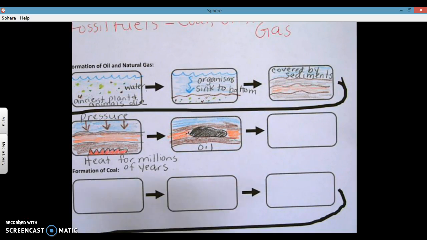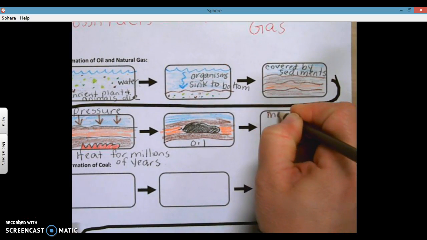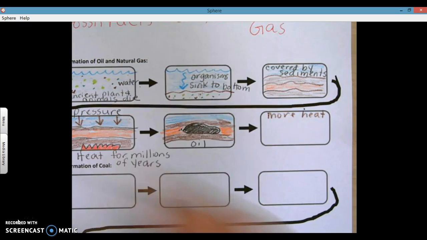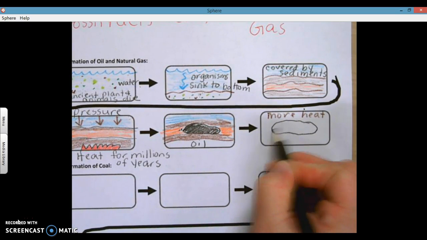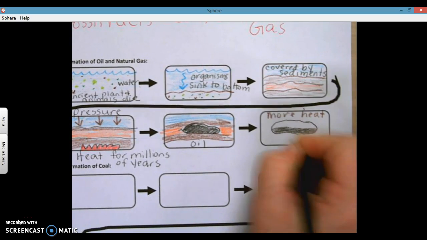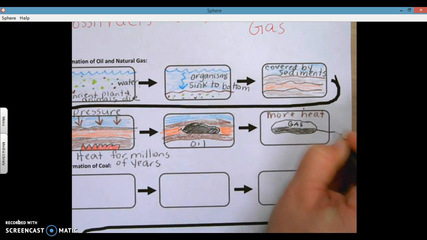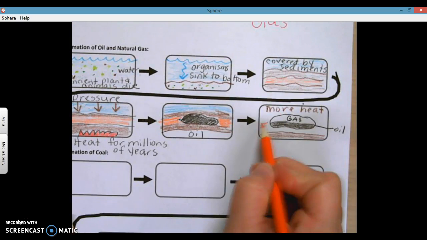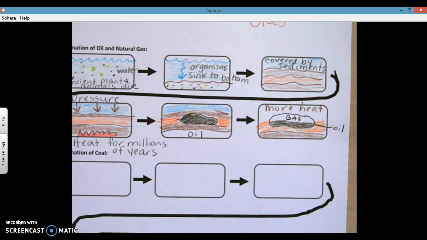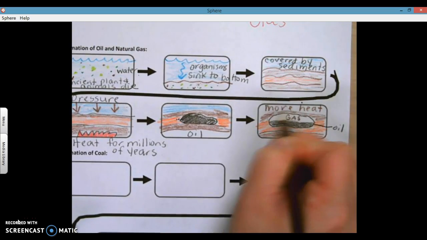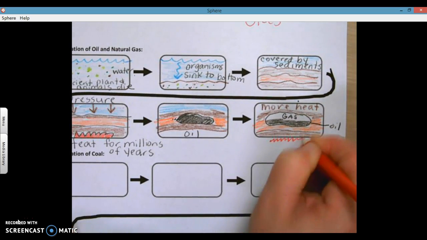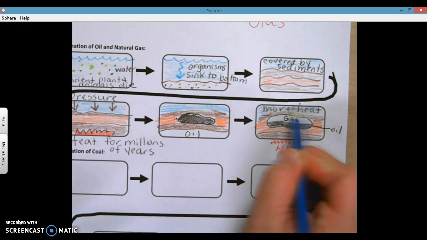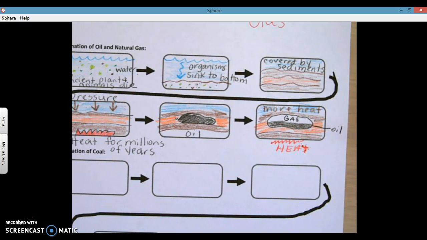Well, it's pretty simple. We have more heat. And if we have more heat, then liquids change forms. And so our oil deposit is still there, but some of that oil has turned into a gas, and it's there, and then that is oil. And all of this is still in the layers of the sedimentary rock. And we still have that heat going on. And that is how oil and natural gas are formed. So this happens in the water.